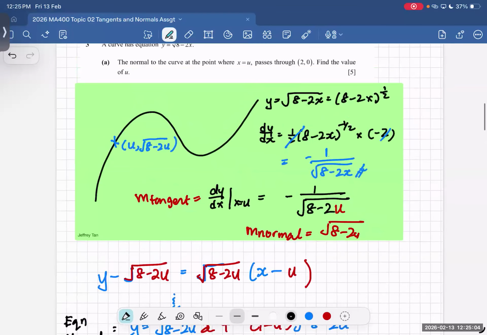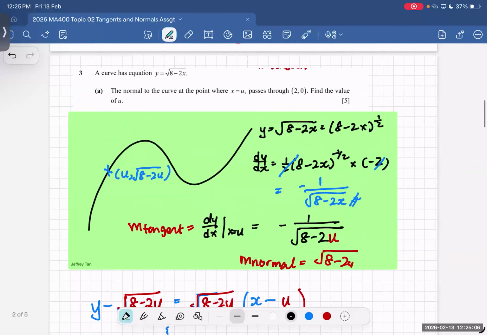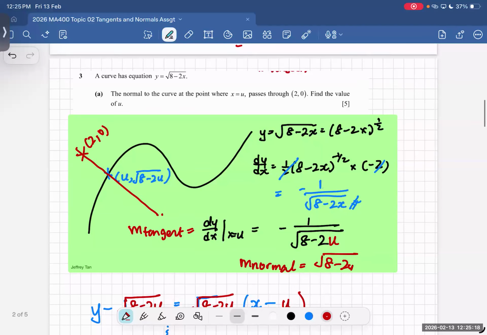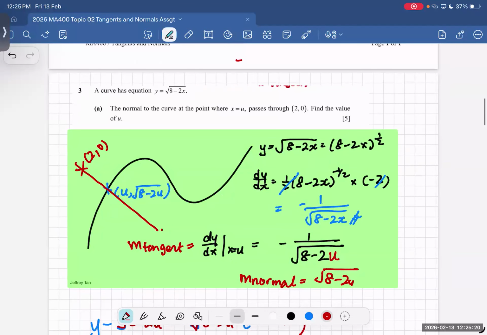So now this normal, you see, guys, this normal. Now the narrative is that they're telling me, okay, Dorcas, this normal now passes through (2, 0). The point (2, 0) lies on the normal. I have to find u. So what do we do next?